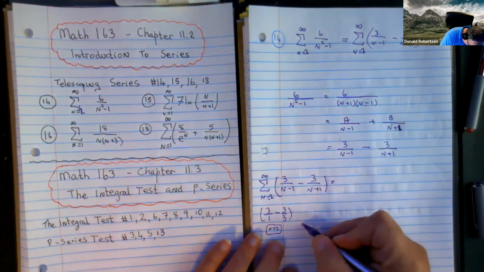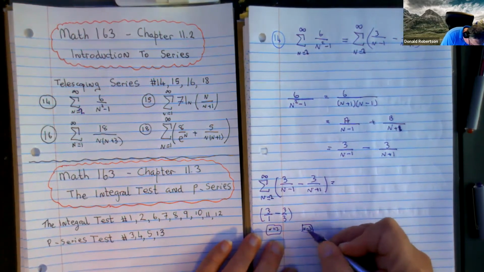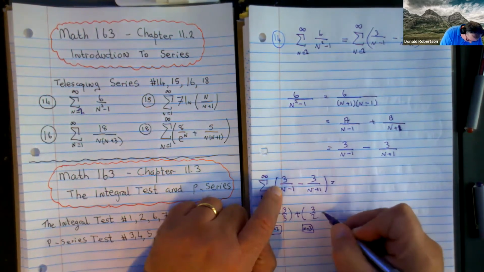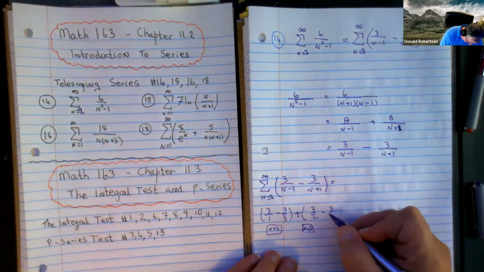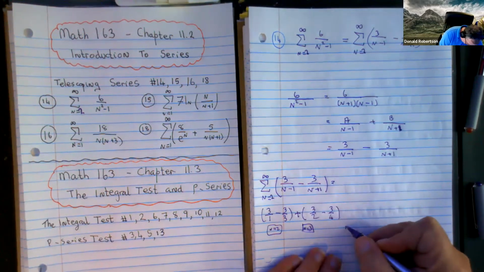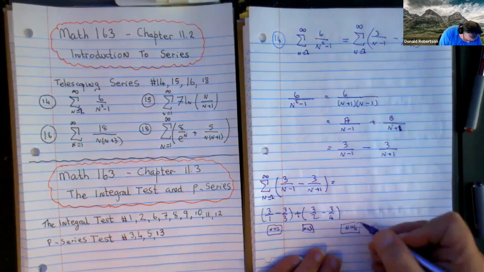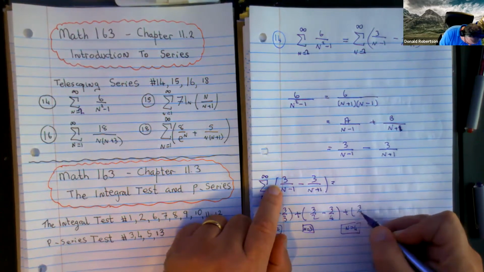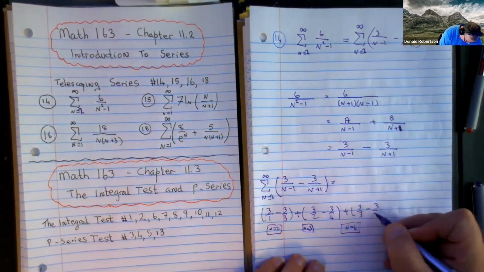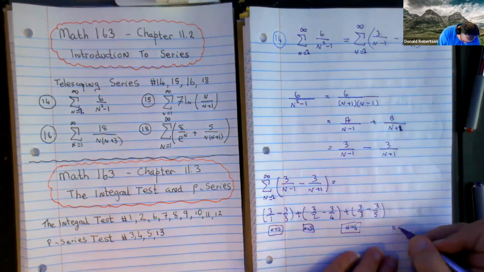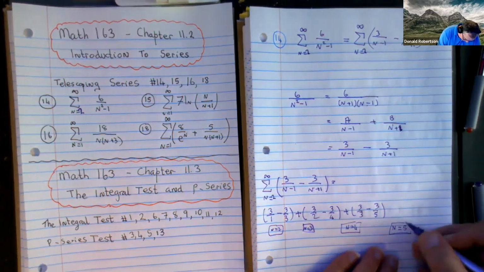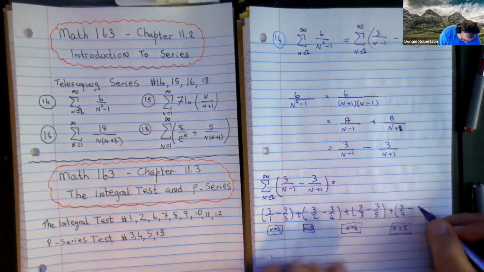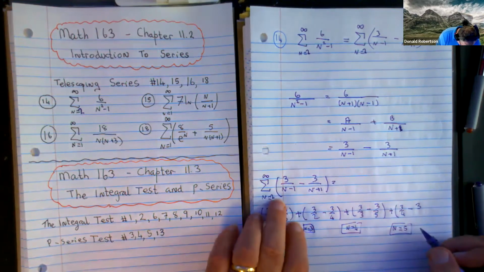The next number you should plug in is n equals 3. So let's see what we get. 3 over 2, take away 3 over 4. And then you plug in the next one, which would be n equals 4. And let's see what you get. 3 over 3, take away 3 over 5. Let's put one more in. n equals 5. And what you're going to get here is 3/4, take away 3/6.